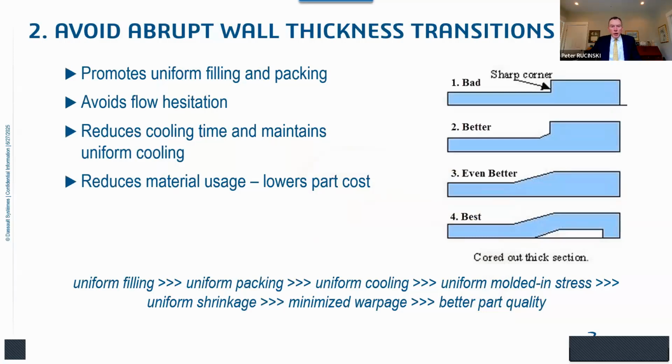Number two, avoid abrupt wall thickness transitions. So again, if you can't maintain uniform wall thickness within certain tolerances, if we just look at the graphics here on the right-hand side, number one, this is kind of the worst case scenario. You've got a sharp corner. These sharp corners that are inside the body of your plastic part will always be stress concentrators. So you always want to avoid sharp corners almost no matter what, because they can cause other problems down the road.